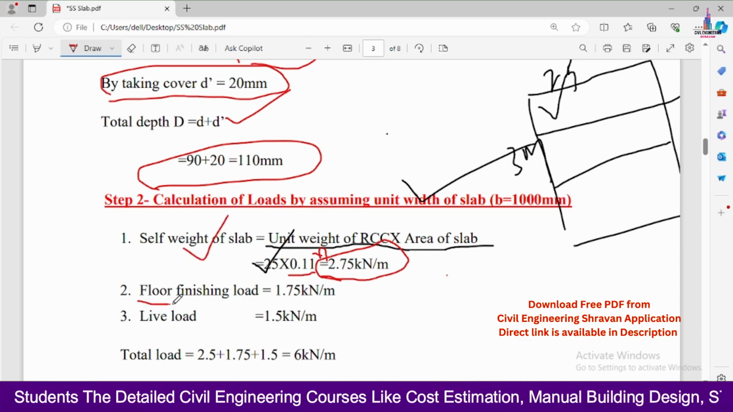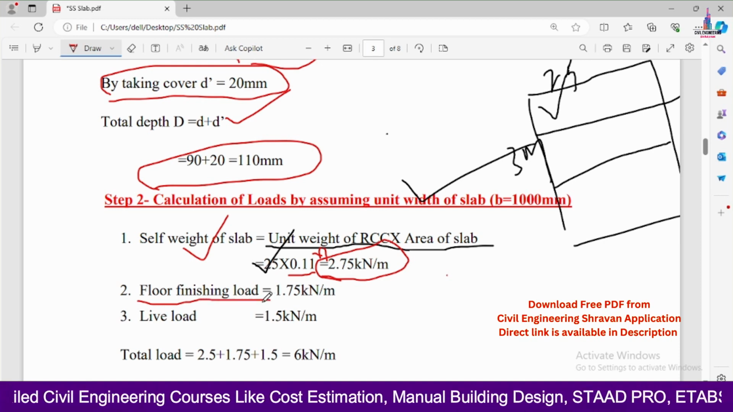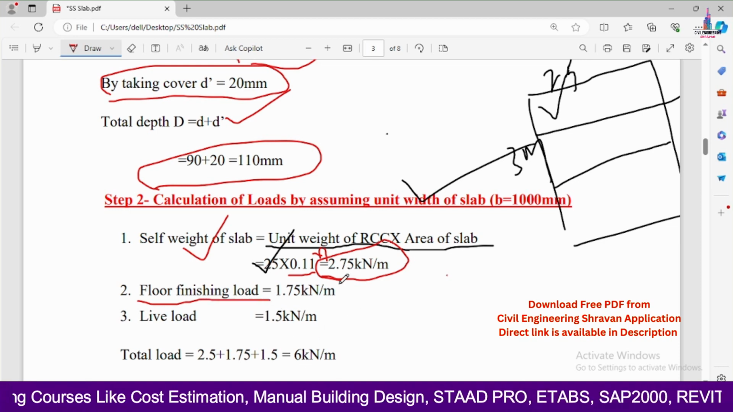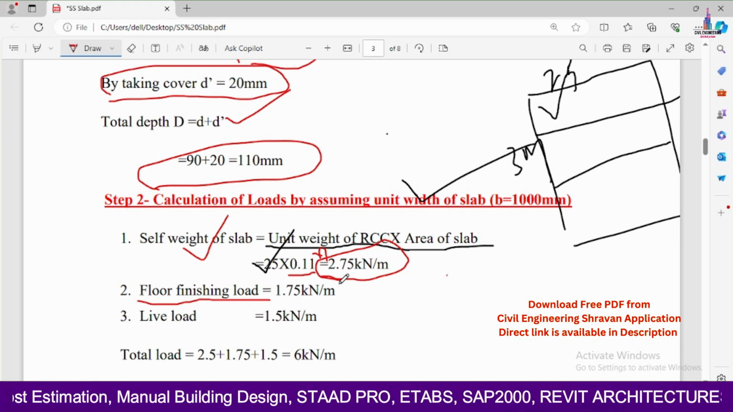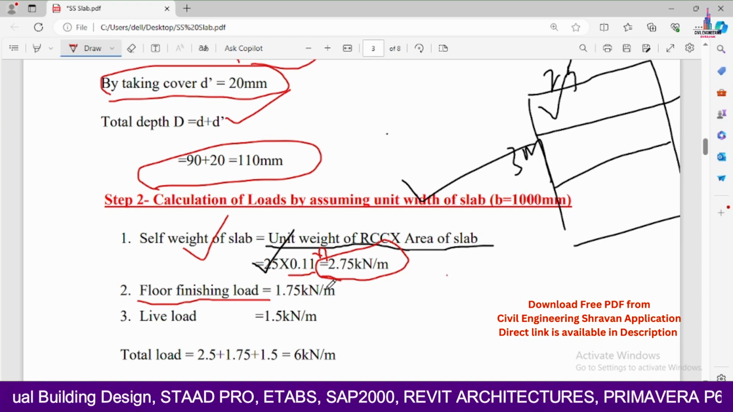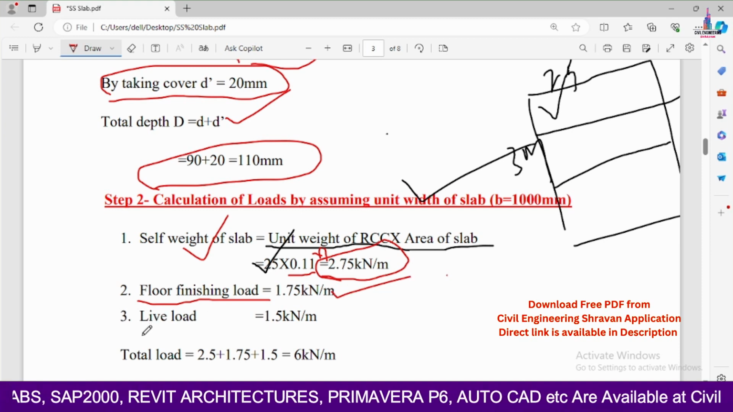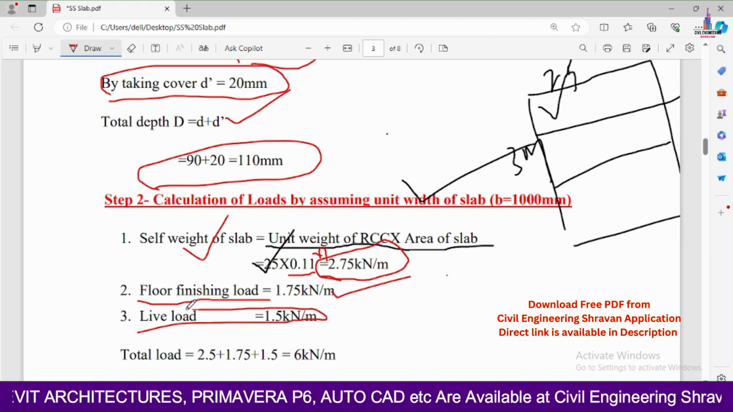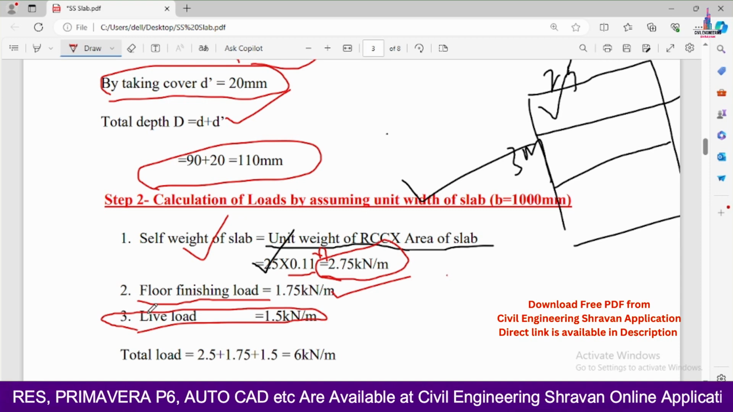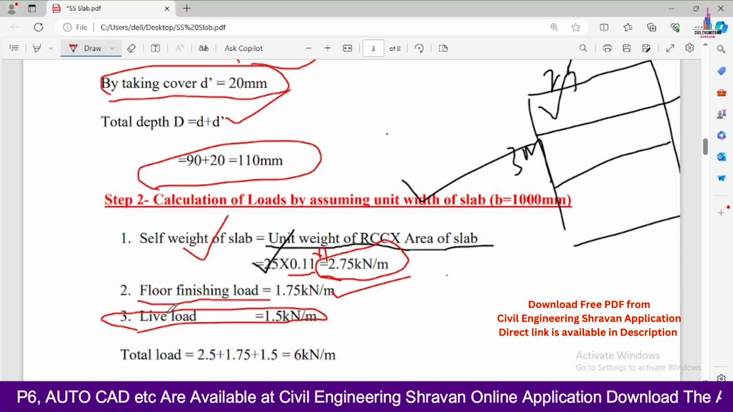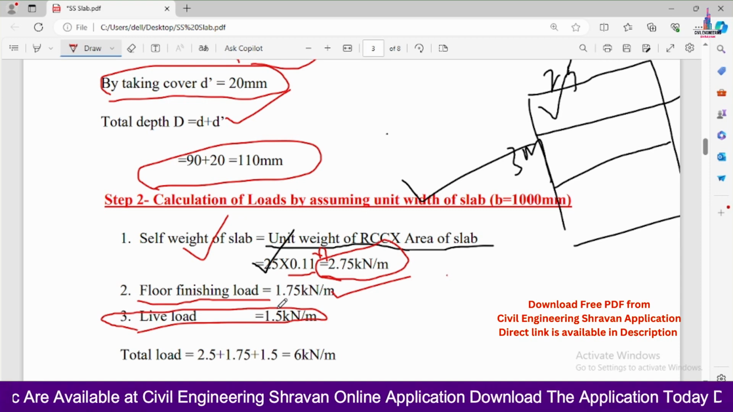Now the second step is to calculate the floor finishing load. Generally we consider the floor finishing load as 2 kilonewton per meter square. Here I am assuming the value as 1.75 kilonewton per meter intensity. Now again we will assume the live load value. I am considering the live load as 1.5 kilonewton per meter for the simply supported slab section.